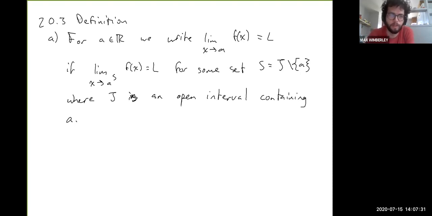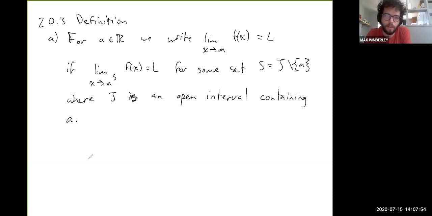It's actually implicit in this definition that if this symbol has meaning, if this equation is true, and remember, L can be plus or minus infinity, that requires F to be defined on some open interval containing A.